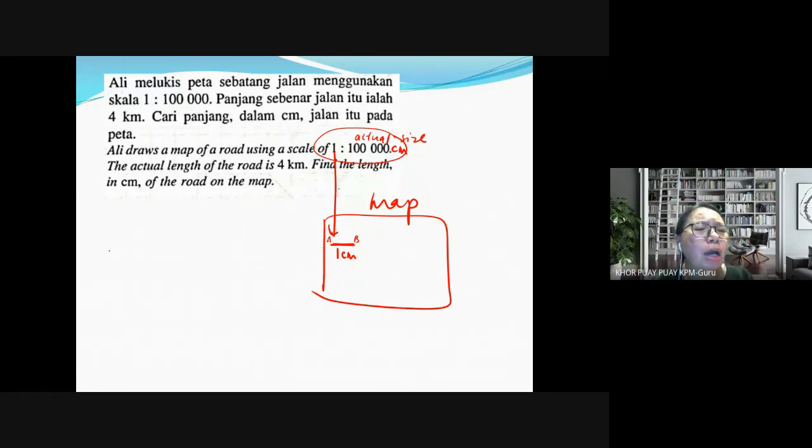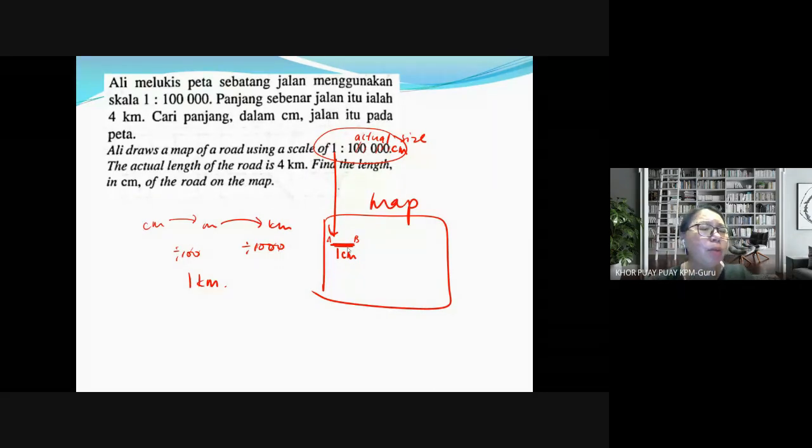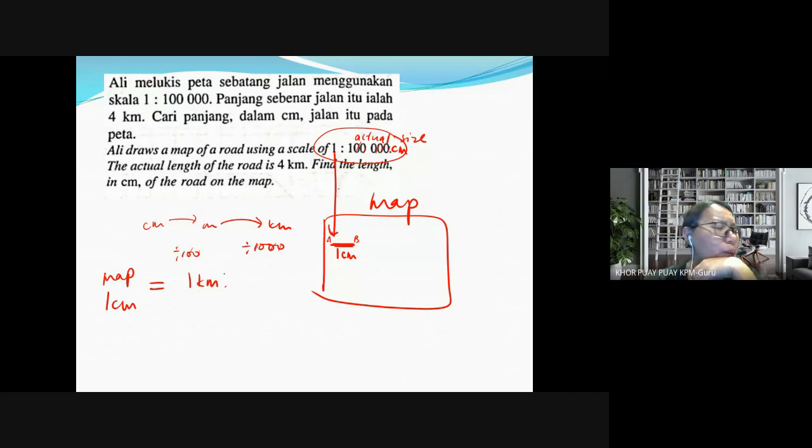So what you do, you take 100,000 and convert cm to meter, you divide by 100. To convert to kilometer, you divide by 1,000. So you cut 5 zeros, 1, 2, 3, 4, 5, and it means the actual size is 1 km. So if you see 1 cm on the map, the actual size of that road is 1 km.